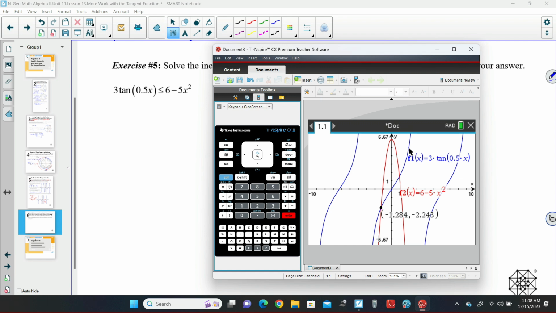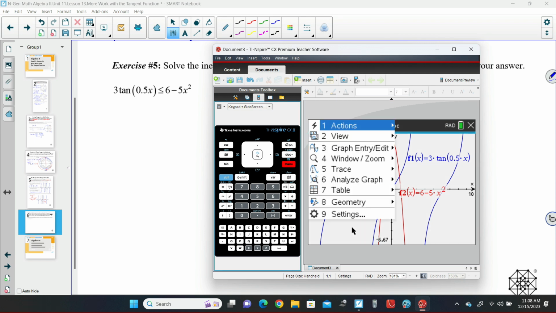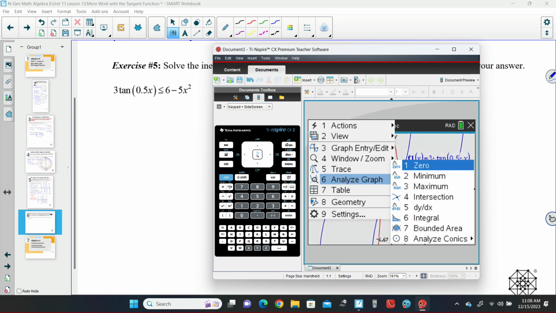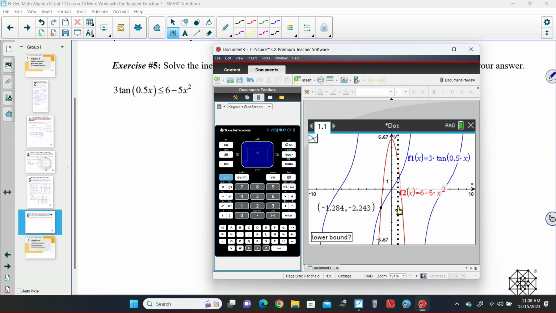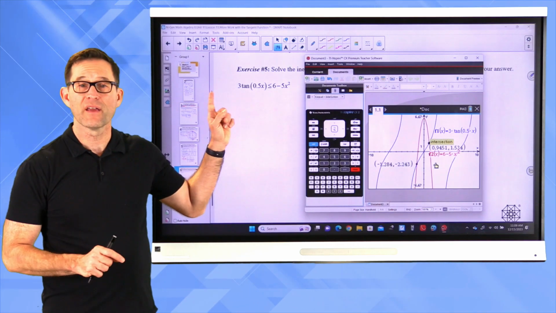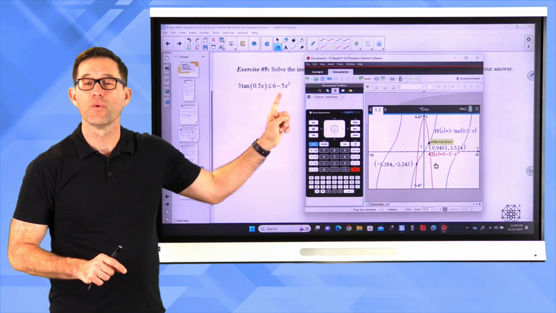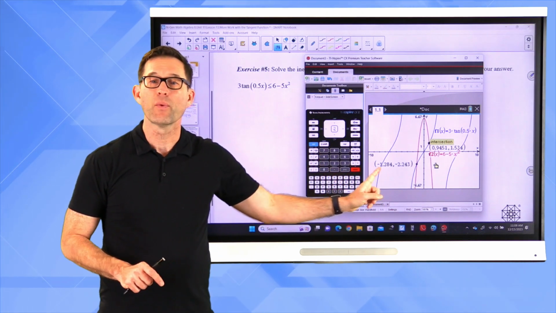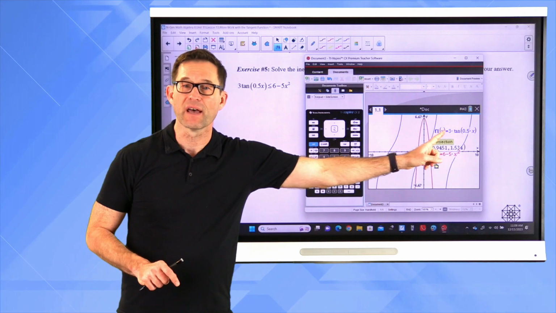Okay, there we have it again. There's my intersection point. Thank you very much. All right, now we'll find the other one. Menu. Analyze. Here we go. Enter and enter. There's my other intersection point. So what we can now see, right, is that our tangent graph will be less than or equal to our quadratic graph between this x value and this x value.